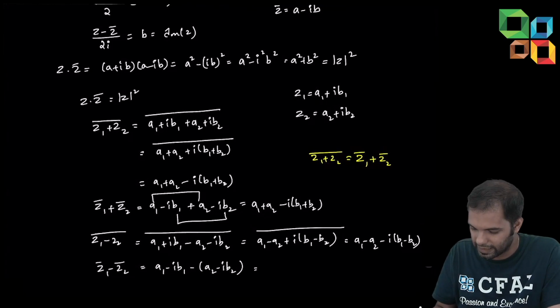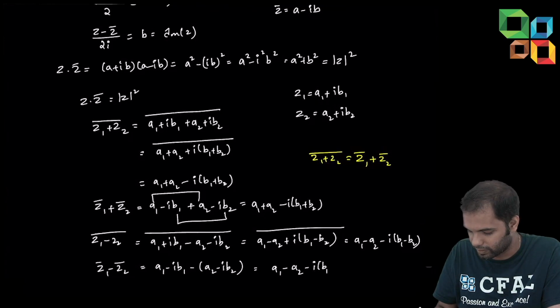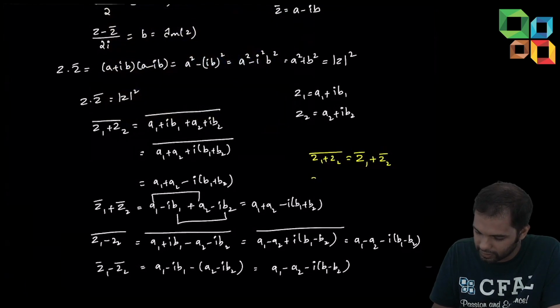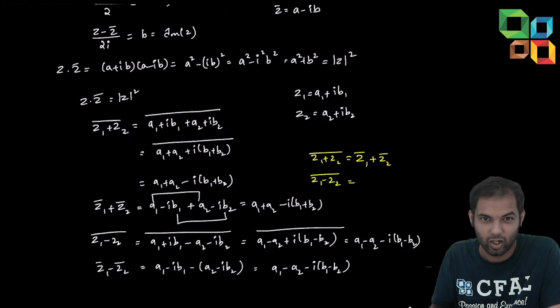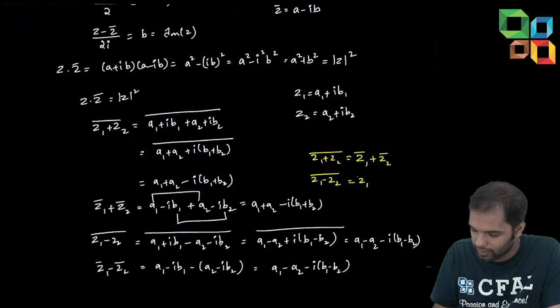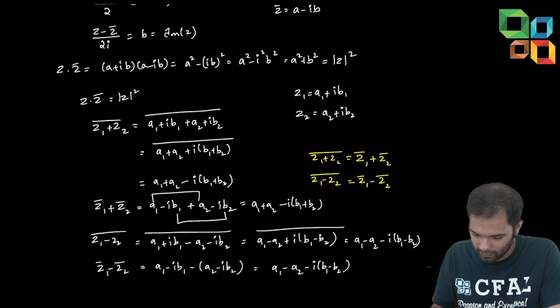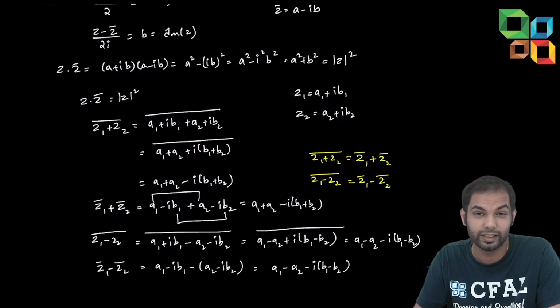Correct. You can see that we're going to get the same answer. A1 minus A2 minus i into B1 minus B2. Right? So you can write this as the other properties. Even if I subtract the two complex numbers and then take the conjugate, it's equal to the difference of the conjugates itself. Okay. So this was pretty easy to see.